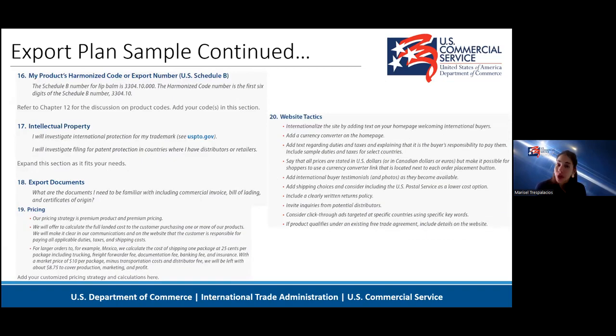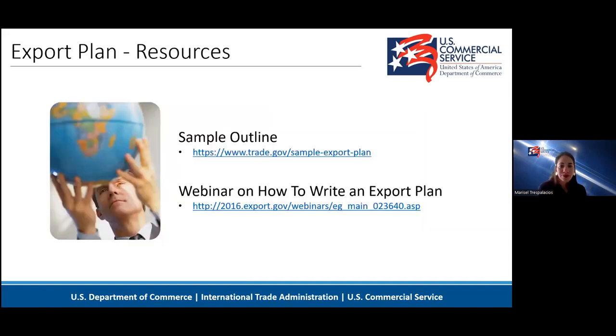Understanding your harmonized code. I'll mention that a little bit later. Intellectual property, export documents, pricing, how are you going to do that? And again, the website tactics. So this is an example of an export plan. I didn't go in depth into each bullet point, but it can give you an idea. You can see that it's not so specific as to be burdensome, and it's something that still puts things into perspective and helps you with that initial research.